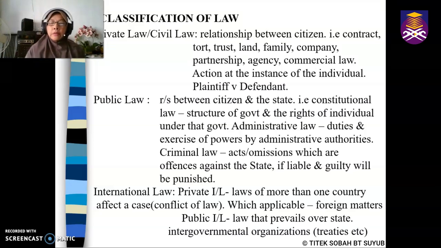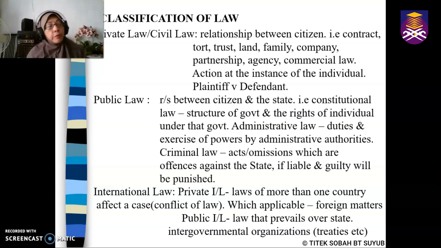So the case will be like this. The PP, the public prosecutor, Pendakwa Raya, versus, let's say, Smith Hogan. Let's say Smith Hogan is the person who is being charged with a criminal offense. So the PP, the public prosecutor, is acting on behalf of the government. So this is criminal law.